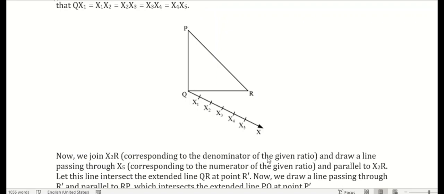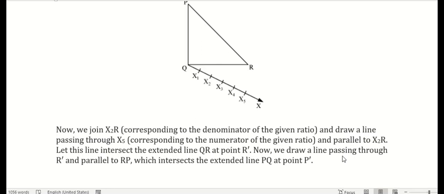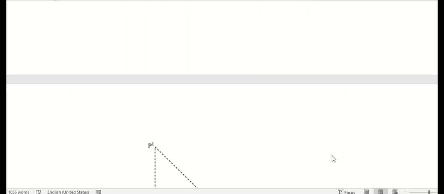Corresponding to the denominator of the given ratio, and draw a line passing through X5 corresponding to the numerator of the given ratio and parallel to X to R. Let this line intersect the extended line QR at point R. Now we draw a line passing through R and parallel to RP, which intersects the extended line PQ at a point P. Let's see here.